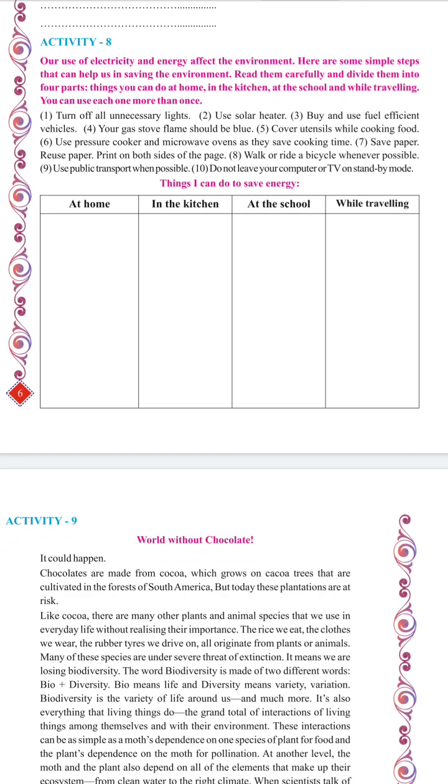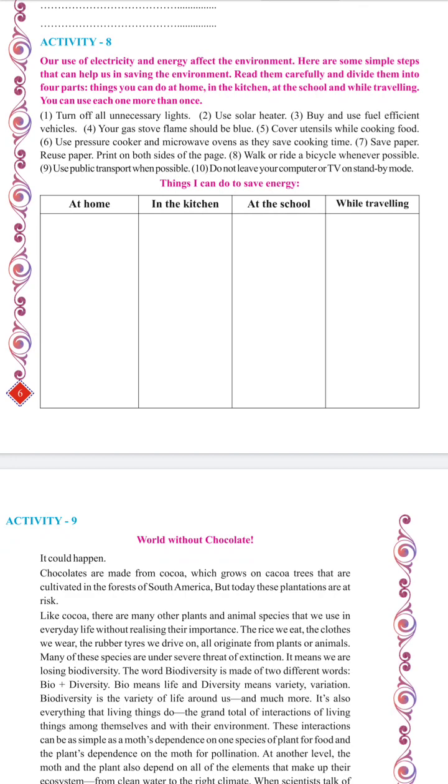Cover utensils while cooking food, that will be in the kitchen. Use pressure cookers and microwave ovens as they save cooking time. It will also be under the kitchen. Save paper, reuse paper, print on both the sides of the paper. It can be used at home, at the school, or while traveling also. If there is a need of writing something, we can use both sides of the paper to write on.